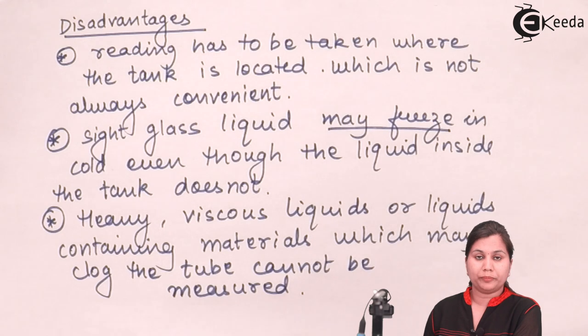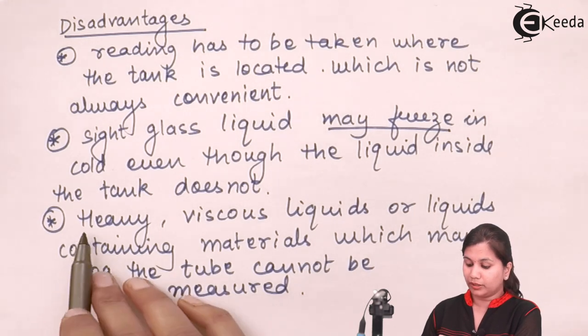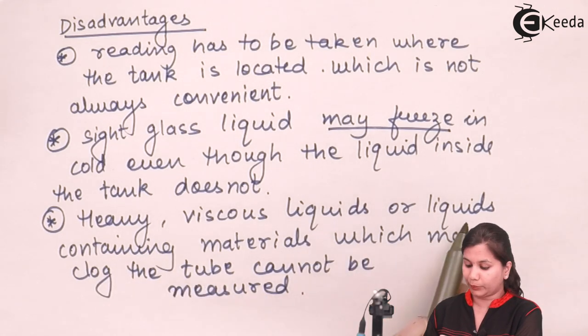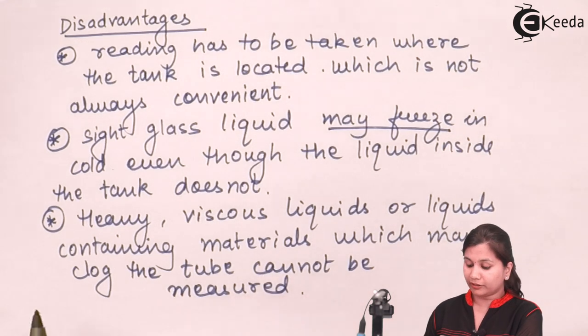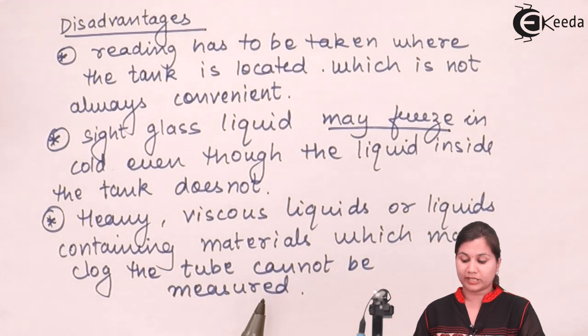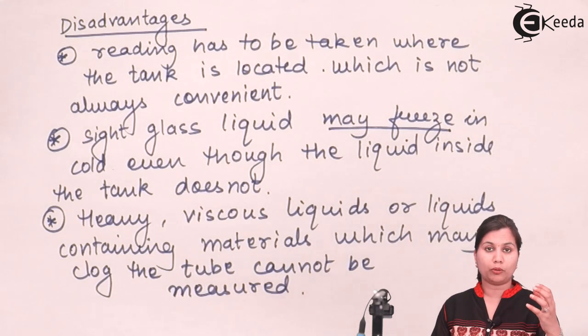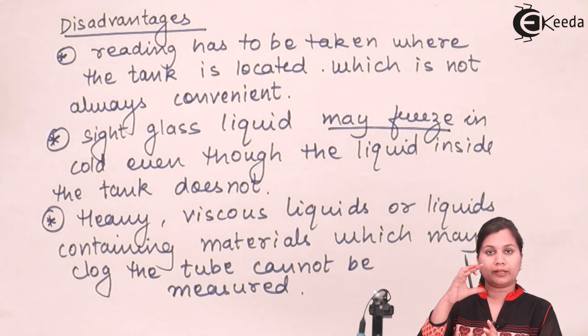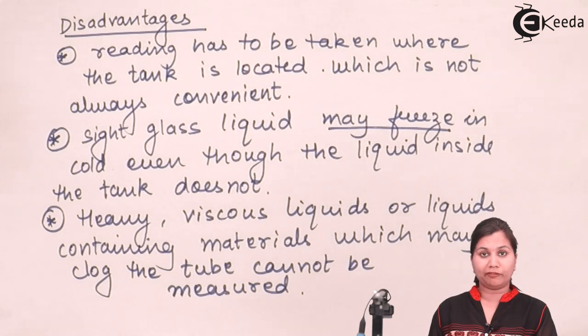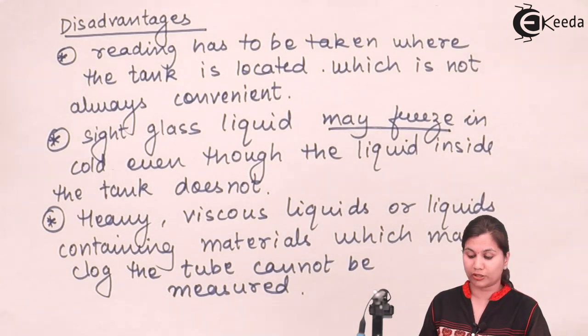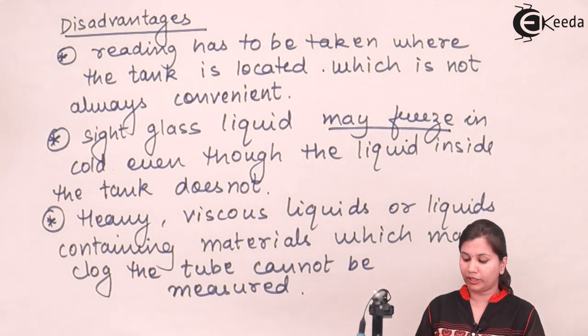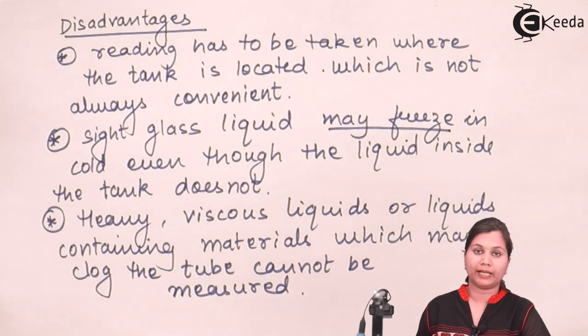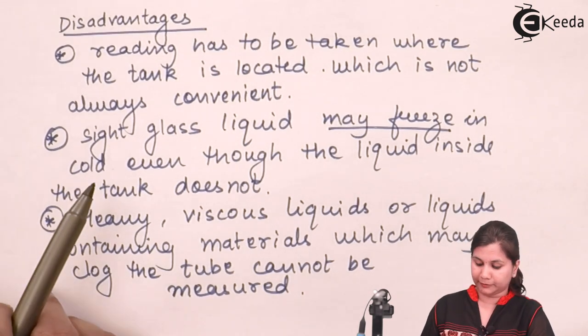Now this side glass tube method cannot be used for heavy viscous liquids or liquids containing materials which can clog the tube, because these heavy viscous liquids are going to block the walls and also clog the tube. So if we want to clean the tube, it will be very difficult, and also it is not going to give us the correct readings. So heavy viscous liquids or liquids containing materials which can clog the tube cannot be measured with the help of this glass tube method.